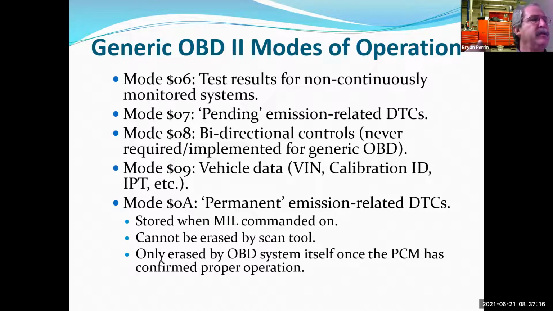Mode 8 is bidirectional controls, which would allow a scan tool to command functions on a vehicle. This was never required or implemented for generic OBD2. There are, from what I understand, a few vehicles out there that will support some of the bidirectional tests in OBD2, such as closing a purge solenoid or things like that. I have never had a vehicle do that. I've had 2 techs send me specific examples of how it worked on them. One was on a Ford F-150, one was on a Lexus.